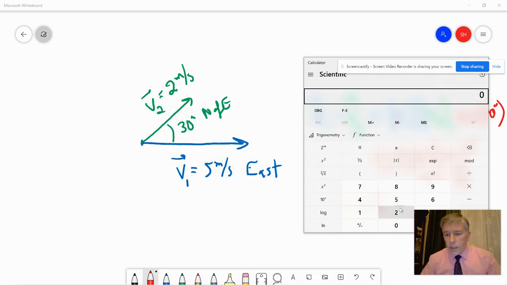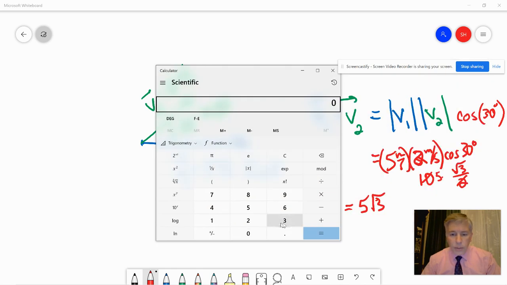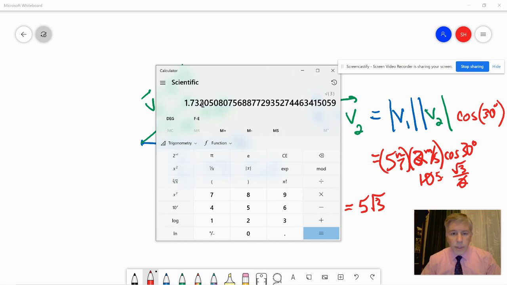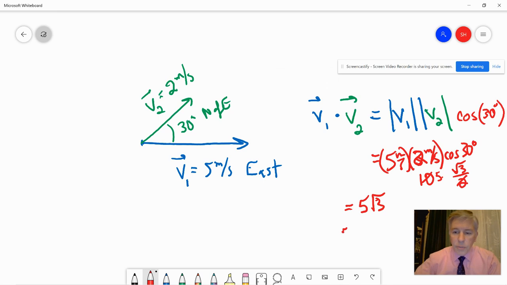So if I take 5 root 3, so 3, let's square root it. That's that number, and then multiply by 5. I get 8.66. So this is 8.66 meters squared per second squared. So it's going to be the units multiplied together.